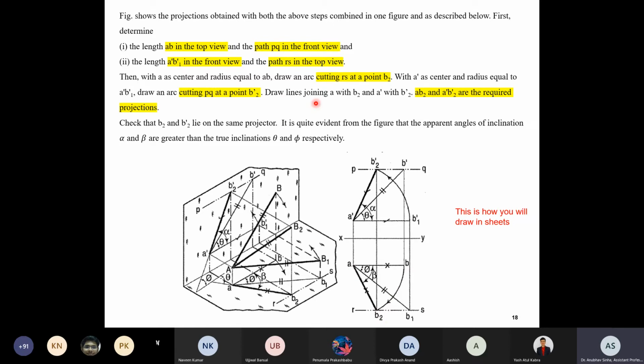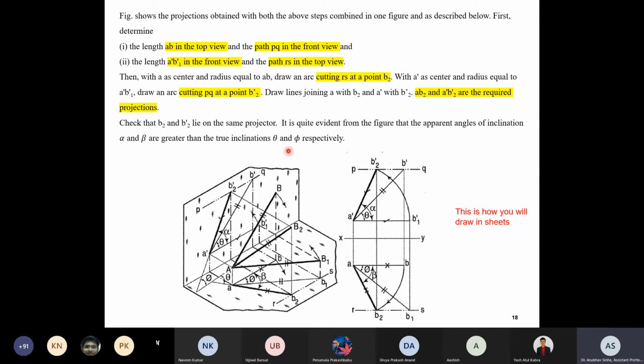Okay. Draw lines joining B2 with A dash. So B2 I will take on the front view and make it B2 dash. Join A B2 and A dash B2 dash. See, AB2. This is the required projection in the top view. Okay, AB2 and A dash B2 dash. This is the required projection in the front view. So this is what you are supposed to make in your answer sheets.